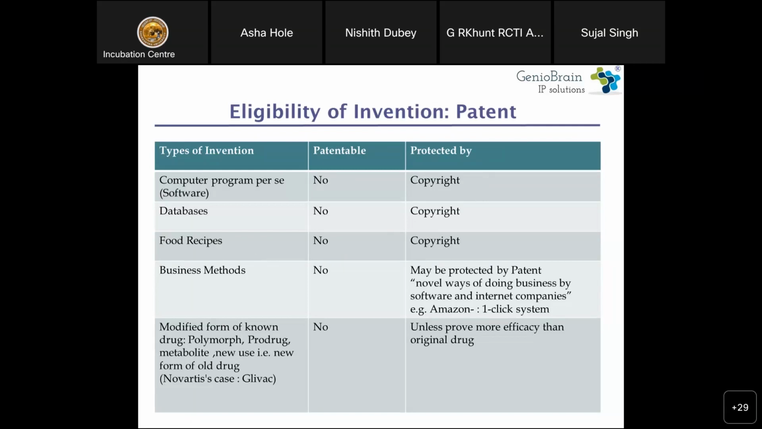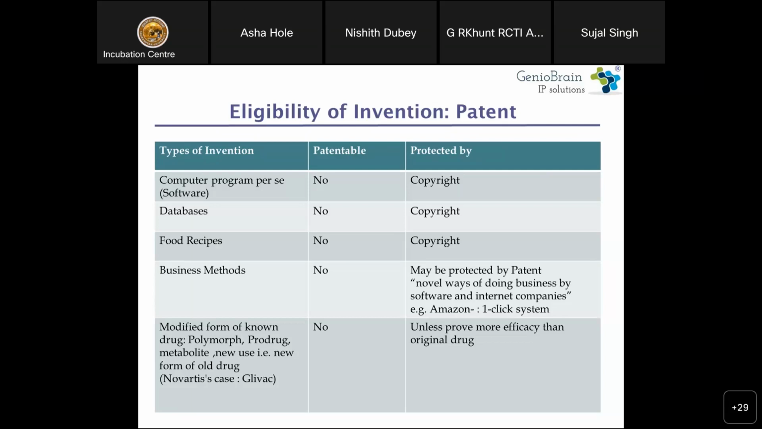But I want to focus on the fact that though business methods are not patentable in India, we have a patent granted in India for the Amazon one-click system. In the Amazon app itself, they have Amazon Prime, Amazon Music, right? So one person has one membership for the Amazon app, the videos, and the music. That is a one-click system. That has been protected in India, and they have the patent for that. That is a novel way of doing business by software and internet companies. This is the title of their invention.